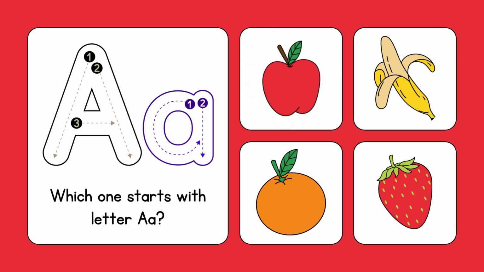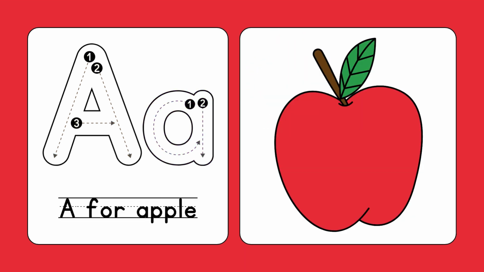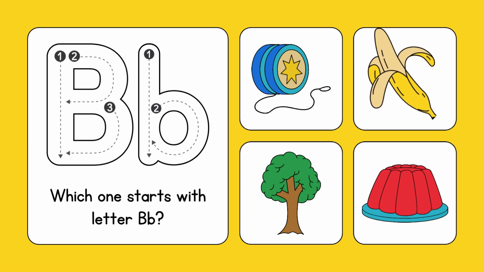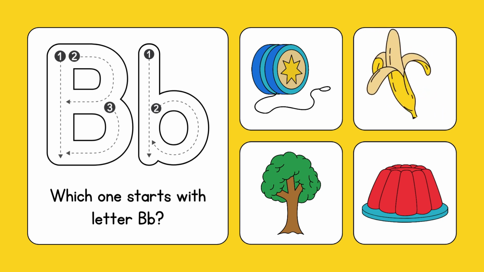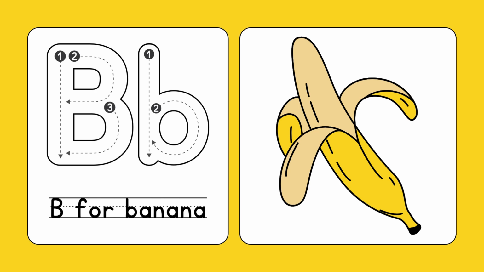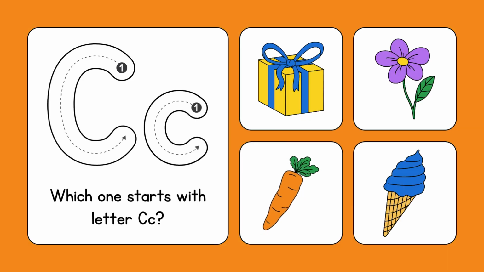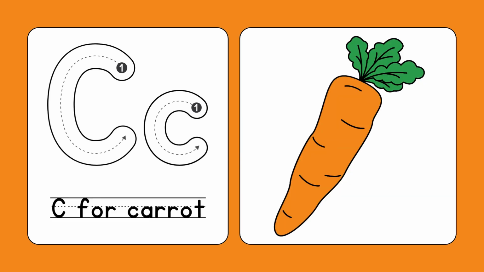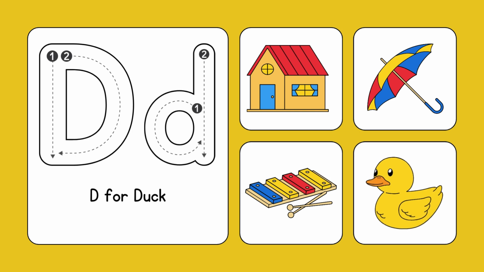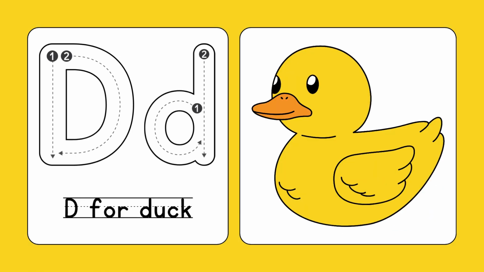Which one starts with letter A? A for apple. Which one starts with B? B for banana. Which one starts with letter C? C for carrot. D for duck.